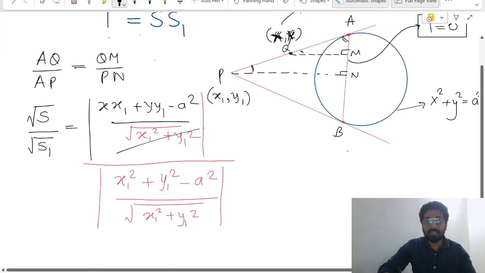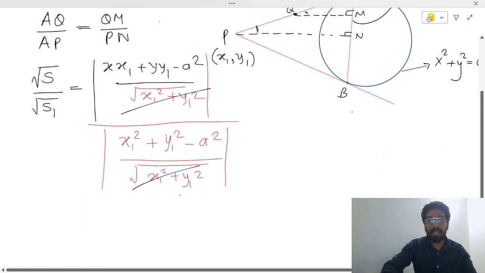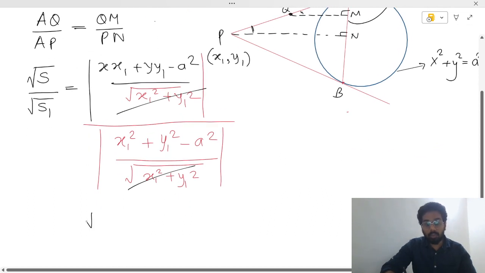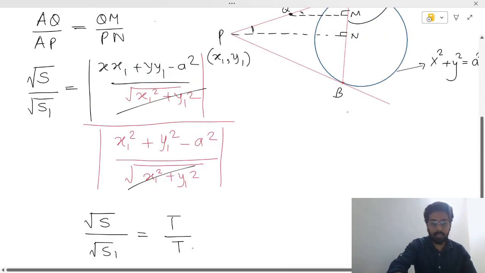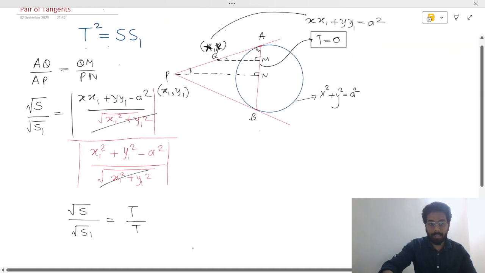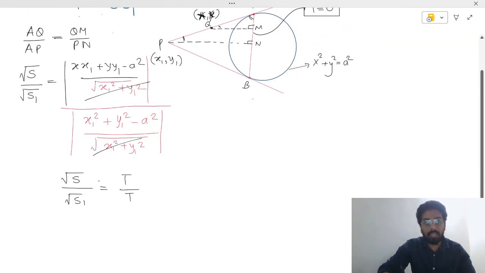Now we can say this part is cancelled and I can write down the whole thing as root of S upon root of S1 is equal to T upon T1. This is the equation of T upon T1. Sorry, mistake. Just give me a second. All right. So what we are having is root of S upon root of S1, and what exactly is this?